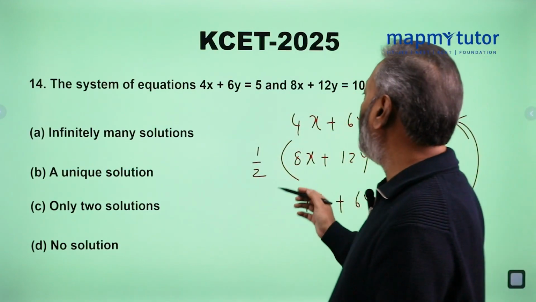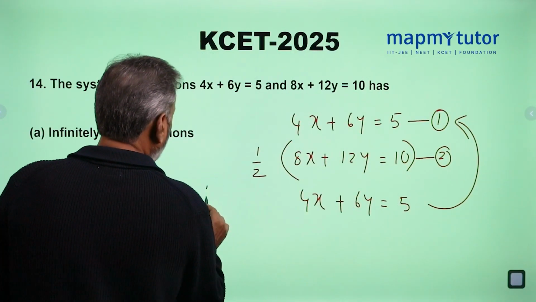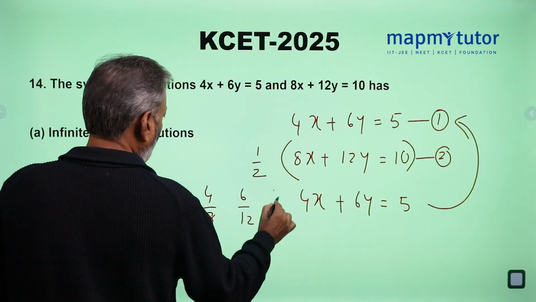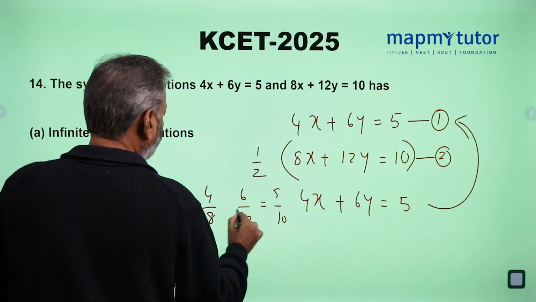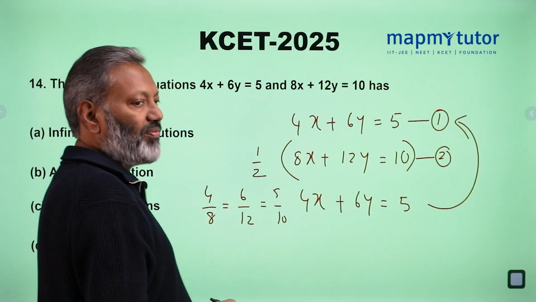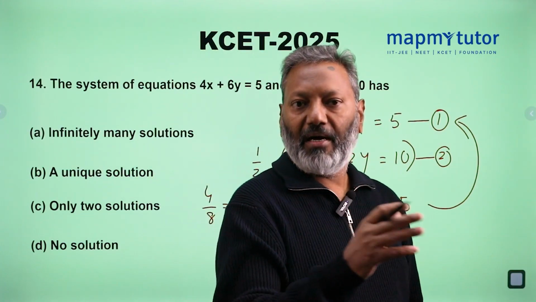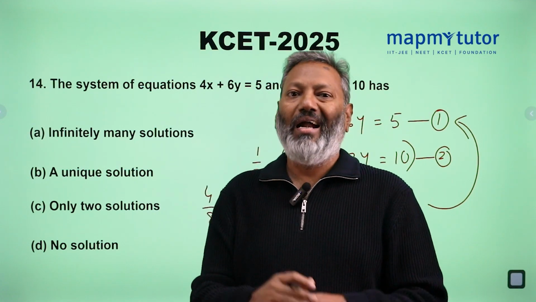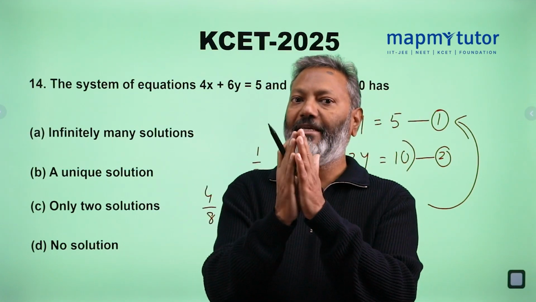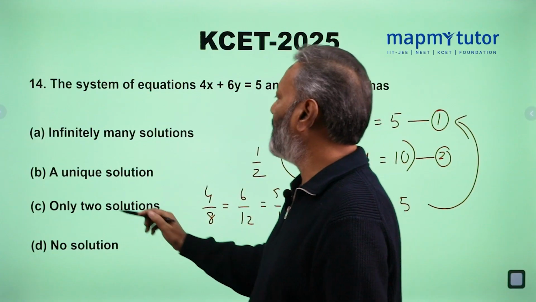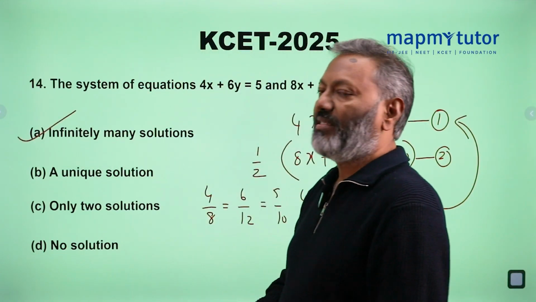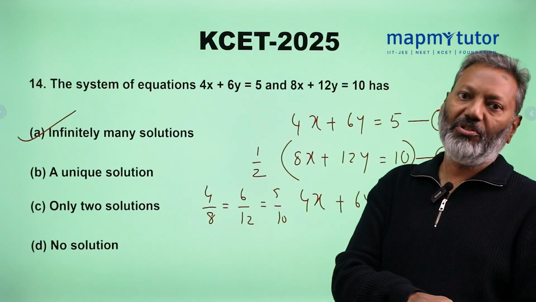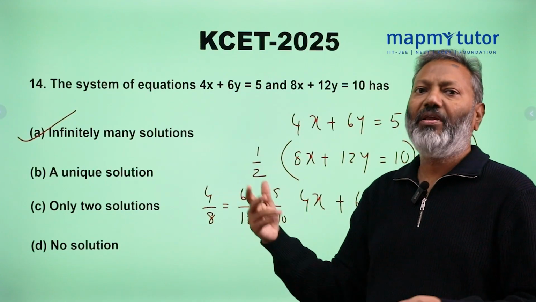In coordinate geometry, they also tell that the ratio of the respective coefficients, even the constants, are all the same. If the ratio of the respective terms or coefficients are the same, then they are coinciding lines. And once the two lines are coinciding, the number of solutions is infinite because every point on the first line is also there on the second line. So this is how we can explain with straight lines very easily.